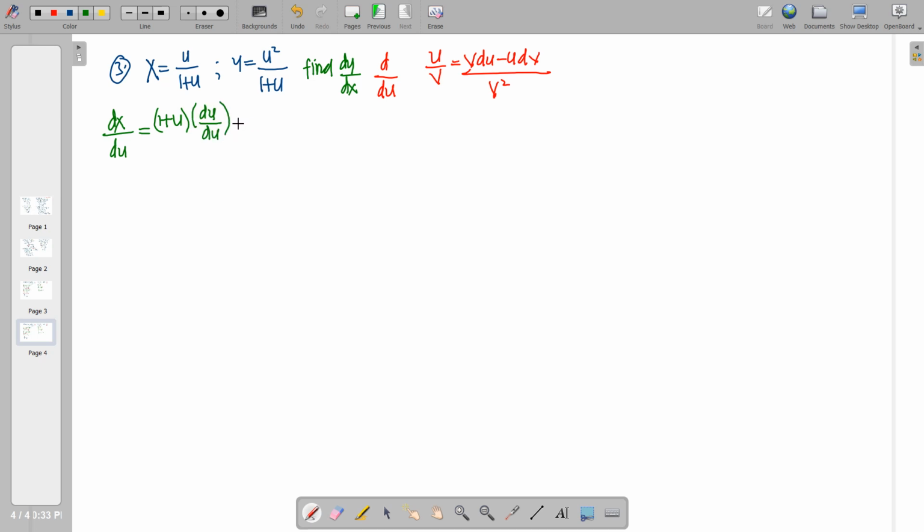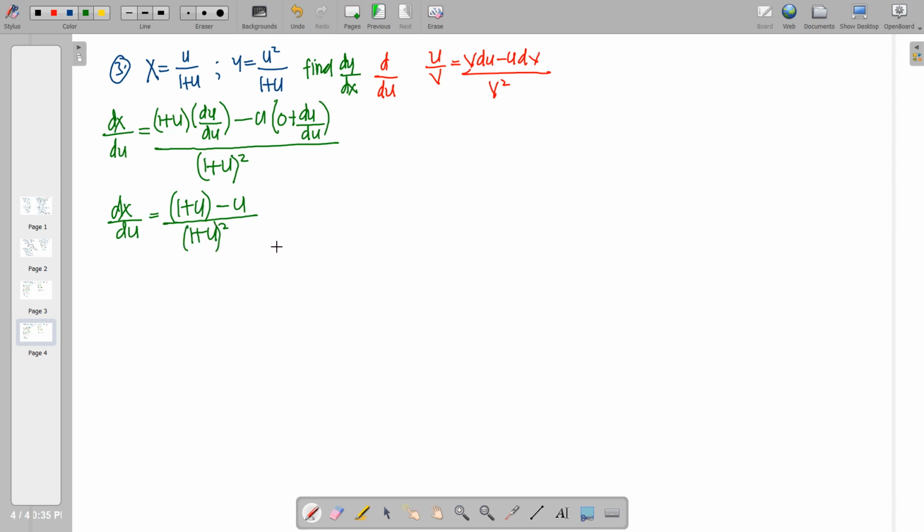Differential of u is du over du, or 1, minus u times differential of v, which is 0 plus du over du, all over v squared, or 1 plus u squared. So we can simplify the equation into 1 plus u minus u over 1 plus u quantity squared. Obviously, u is cancelled, so we come up with that equation.